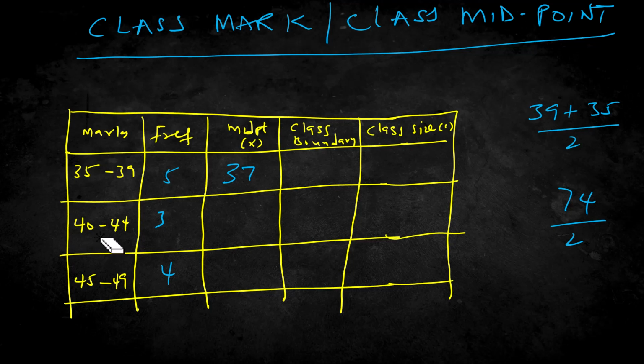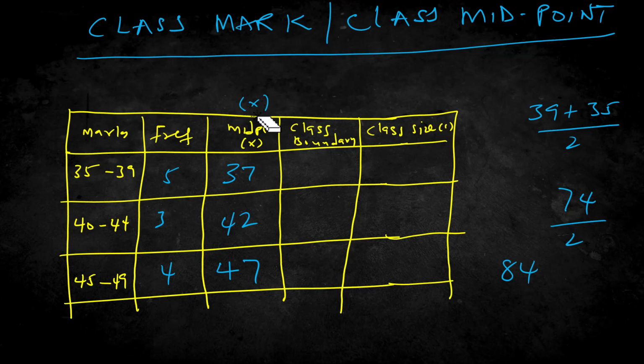Now the next one will be 44 plus 40. That will be 84. So 84 divided by 2 will be 42. The next one will be 45 plus 49. So just find the average. So this side will be 47. So this side is the class mark.